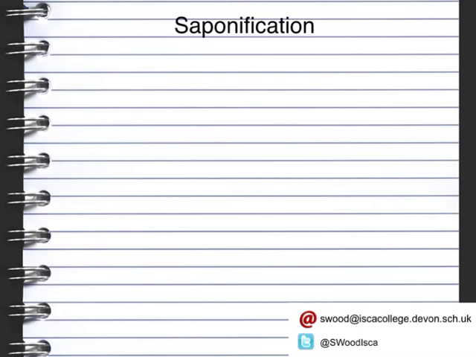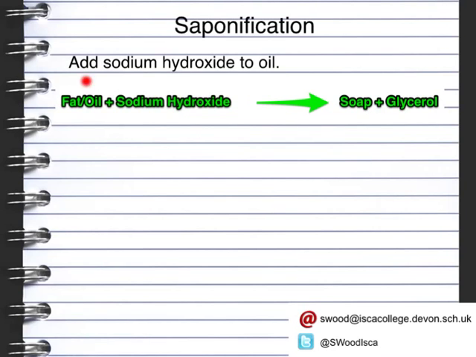Saponification is where you break up vegetable oil to make two products. The way we do this is with sodium hydroxide, and we have the reaction for that here. So our fat or oil added to sodium hydroxide will make two products called soap and glycerol. The soap is what's known as a fatty acid, the long chain that connects to the end part, which is glycerol.